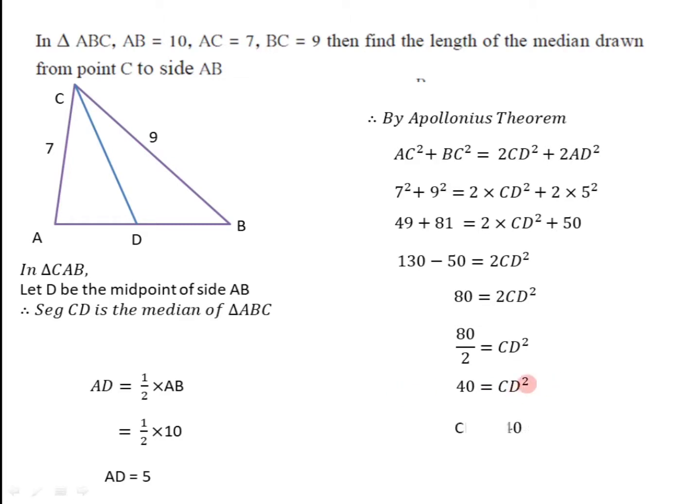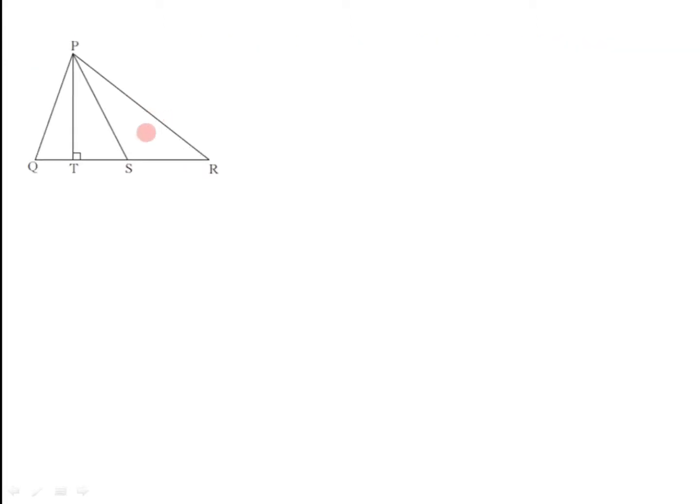If we take square root on both the sides, we get CD is equal to root 40. We can further simplify this, so under root 40 can also be written as 2 root 10. So this is the length of segment CD, which is the length of a median drawn from point C to side AB. Let us have the next question, which is based on this given diagram.